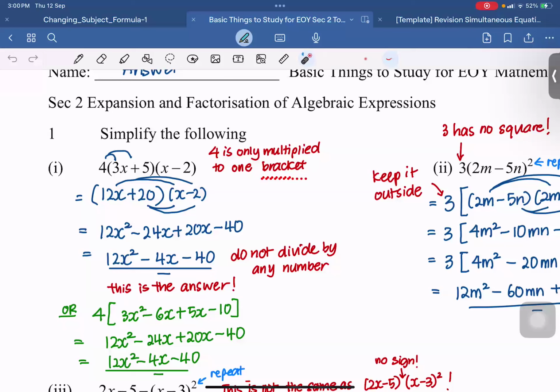Then when we simplify, simplify means expand and simplify. So you group the terms with the same x value together, then get this number over here. But some students will think that 12, 4, and 40, can we divide these by 2 or any other number or not? Are we supposed to do that?